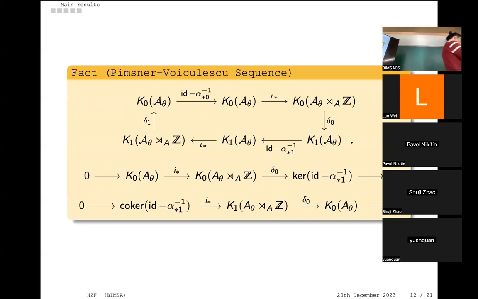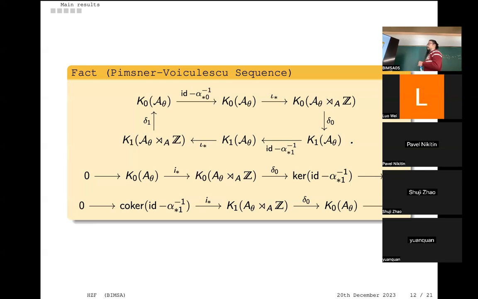Okay, so next I want to talk, very briefly, about how the explicit computation of the Elliott invariant for the cross product in question is done. First off, in general, I personally don't know any machinery to calculate the K-theory for general system algebras. But for this case, we have the Pimsner-Voiculescu sequence.